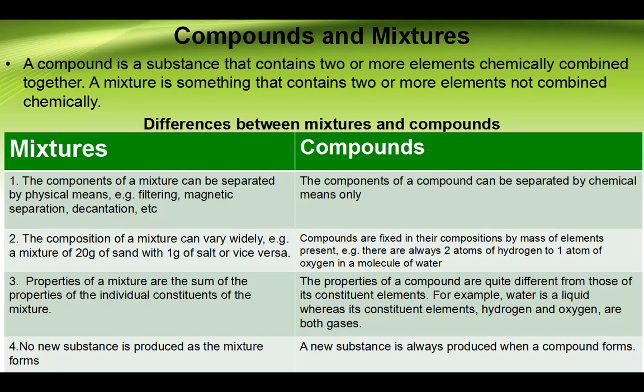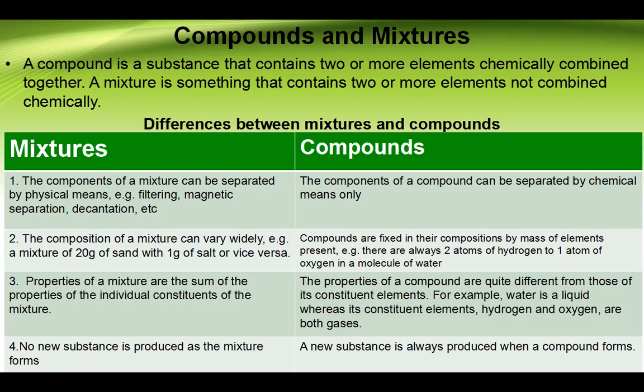The third point is that the properties of a mixture are the sum of the properties of the individual constituents of the mixture. This means that to obtain the properties of a mixture, you look at the properties of the individual constituents of that mixture, while the properties of a compound are quite different from those of the constituent elements. For example, water is a liquid, whereas the constituent elements, hydrogen and oxygen, are both gases. So you can see there is a difference of property.